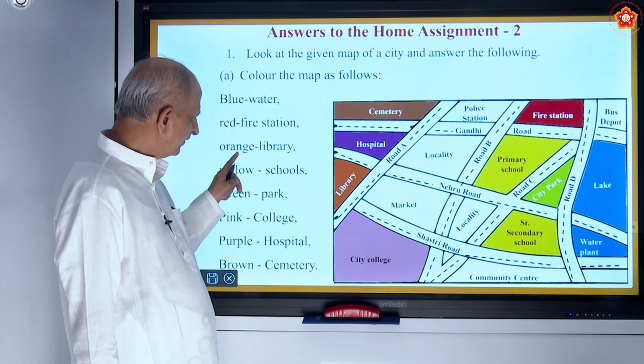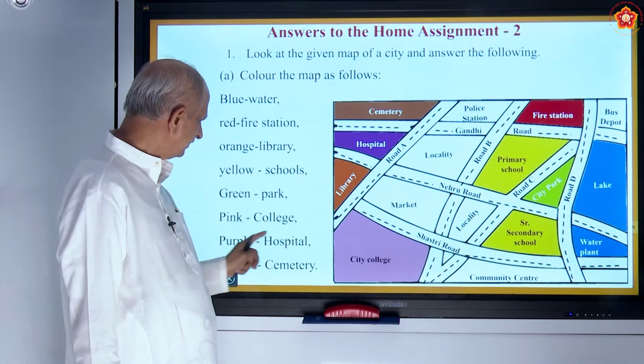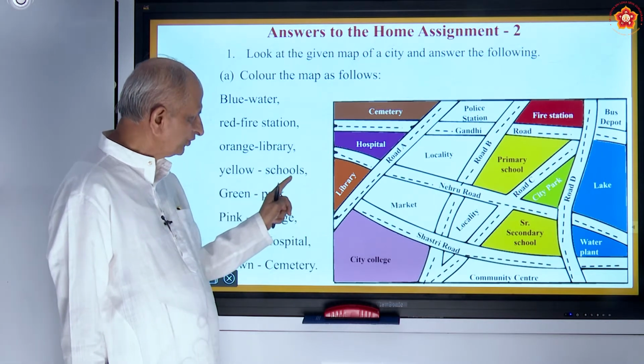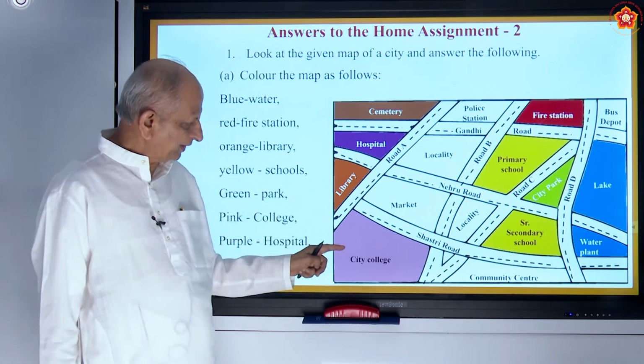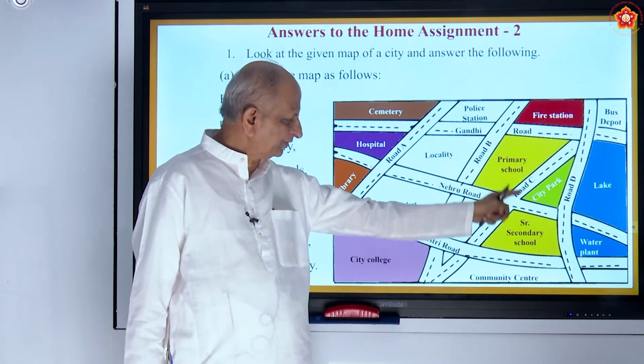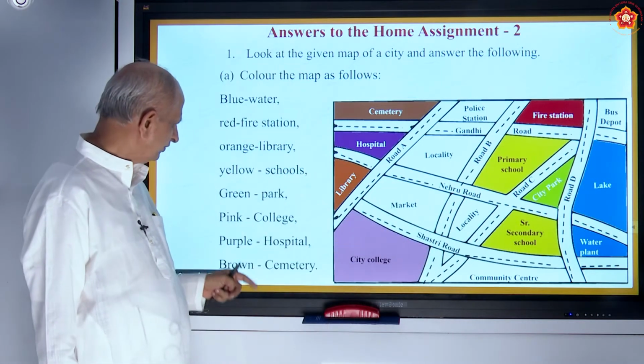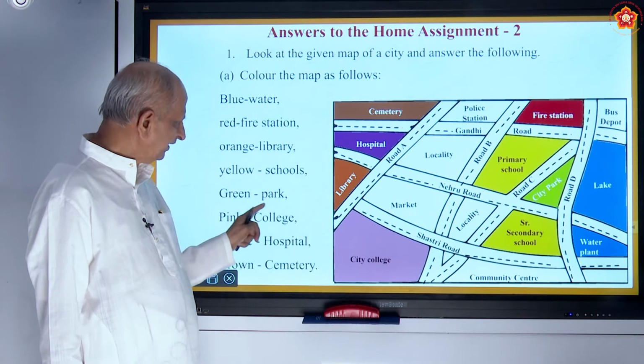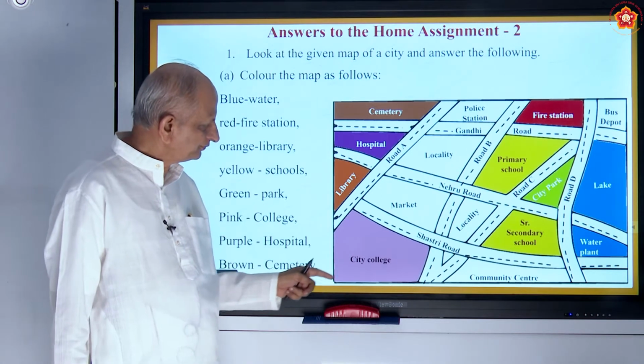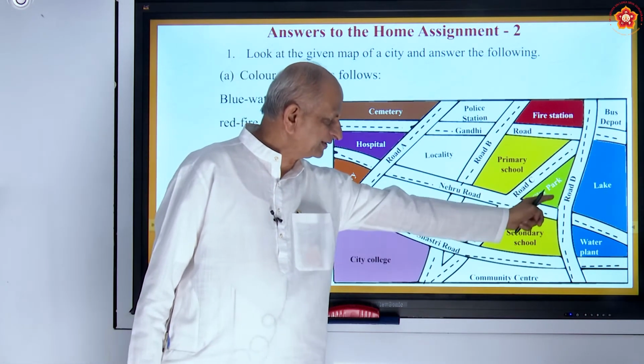See, orange for library. Yellow for schools. Wherever there is a school, it is yellow: primary school, senior secondary school. Then green for park. So there is a city park, it is green color.